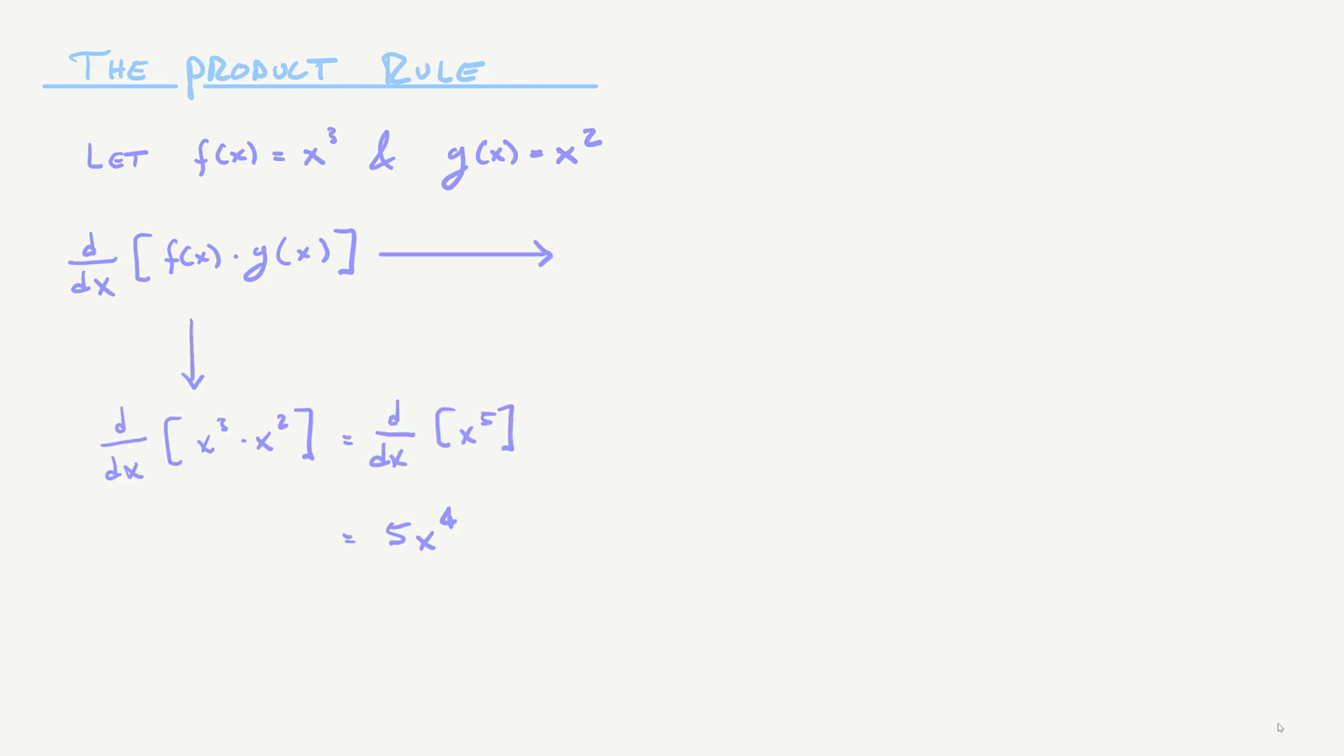The first way I'm going to do this is I'm just going to substitute f of x and g of x for what they are, so x cubed times x squared. Then I'm going to multiply them together, which is x to the fifth. And then taking the derivative of x to the fifth is just 5x to the fourth via the power rule that we learned in our last video.